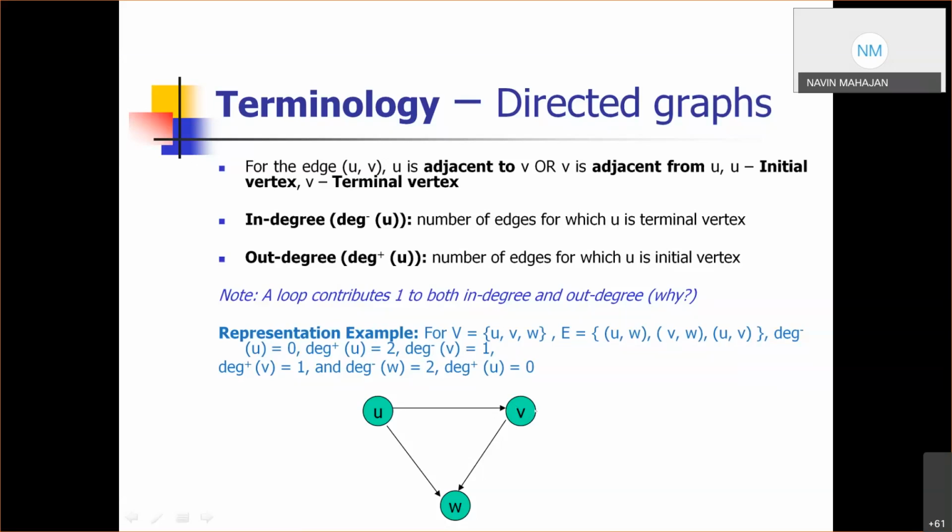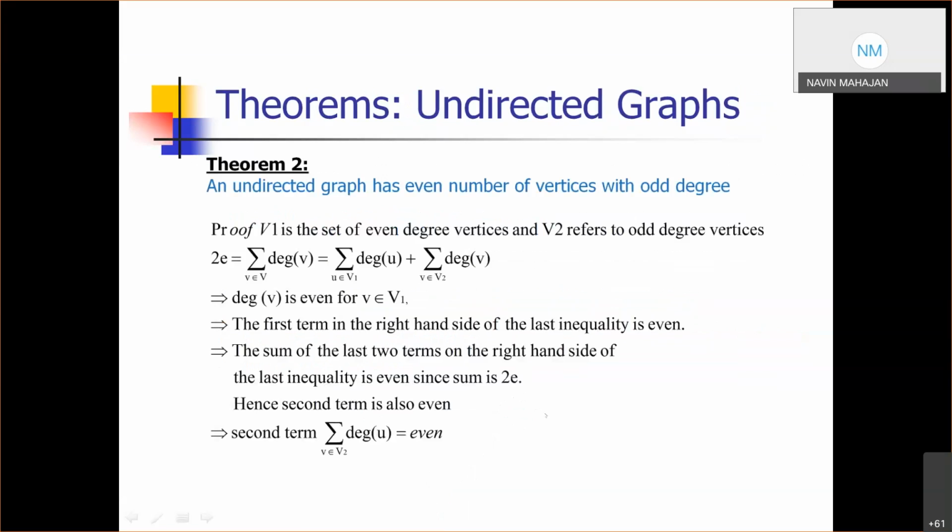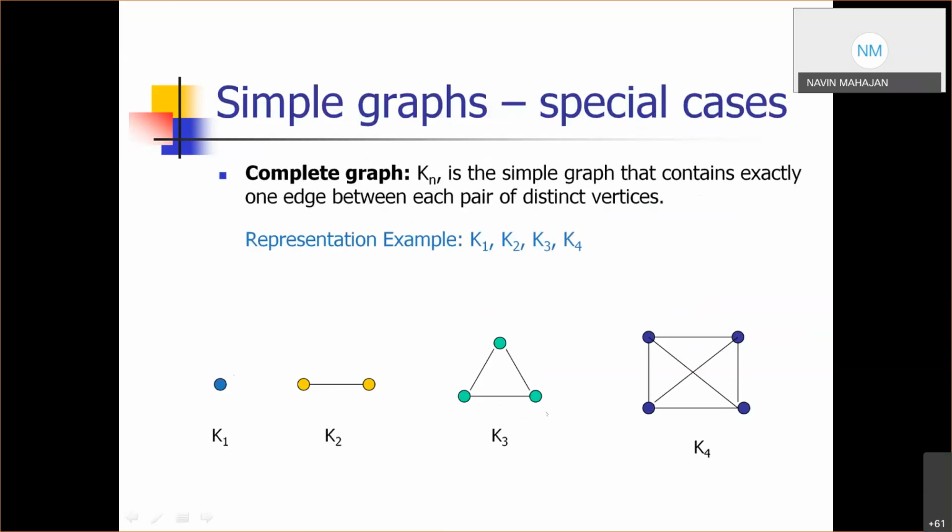Now we have seen all these things. Let me take some more examples. Simple graphs, special cases. Now, what is a complete graph? A complete graph Kn is a simple graph that contains exactly one edge between each pair of distinct vertices. Now, let us represent these examples.